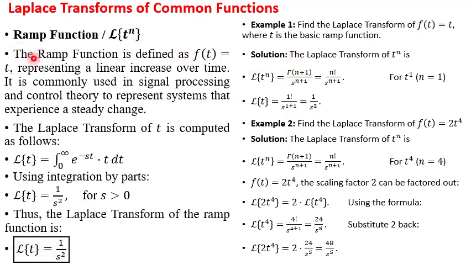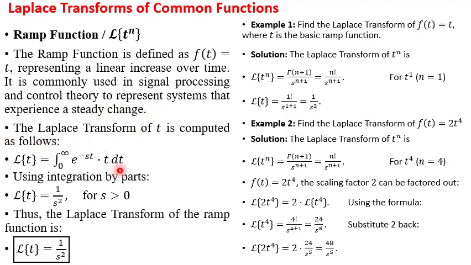However, let's just define the ramp function. It is defined as a function of t equals t, and that is why we can regard that as t raised to power 1, and it basically represents a linear increase over time, and it is commonly used in signal processing and control theory to represent systems that experience a steady change.